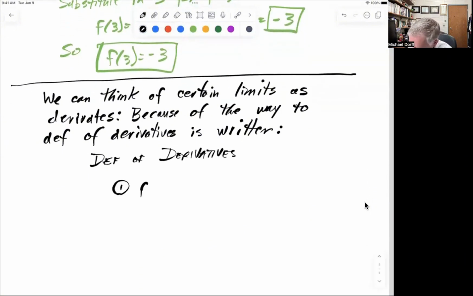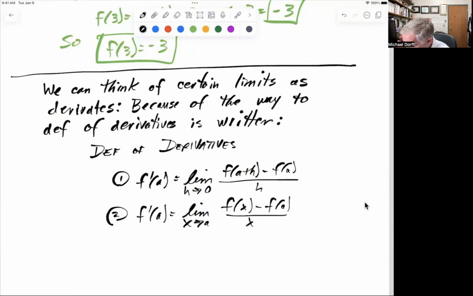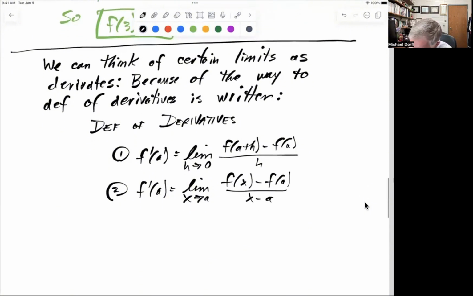First, we have the derivative at a equals the limit as h goes to 0 of f of a plus h minus f of a over h. And the second one is the derivative at a is equal to the limit as x goes to a of f of x minus f of a over x minus a. All right, so let's look at an example for this one.